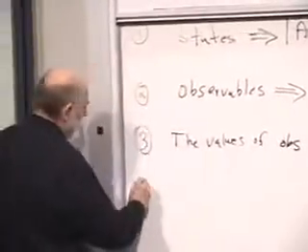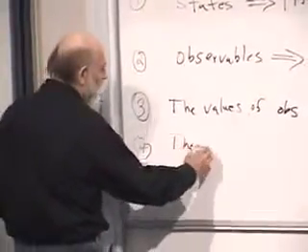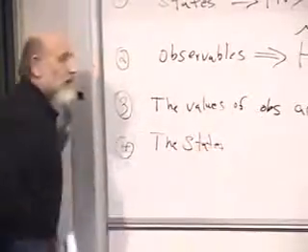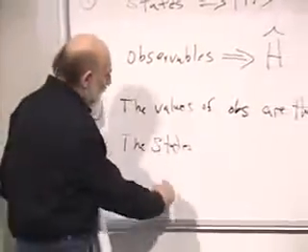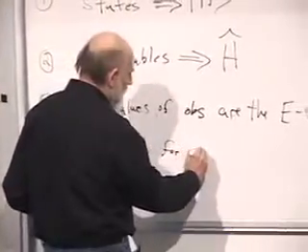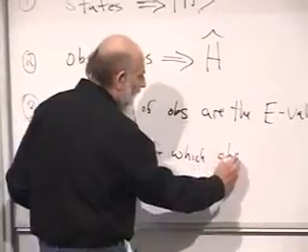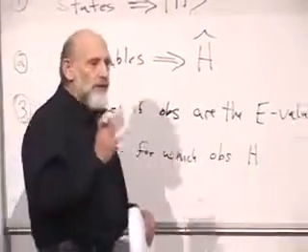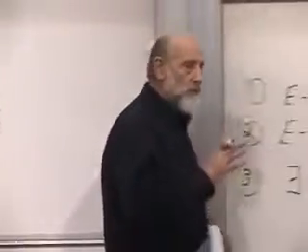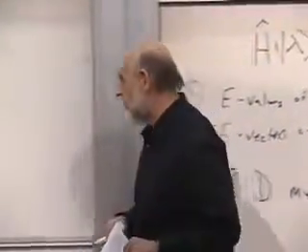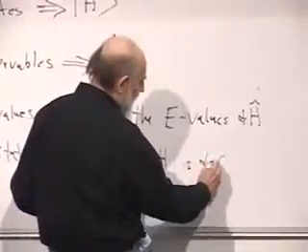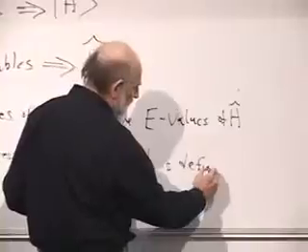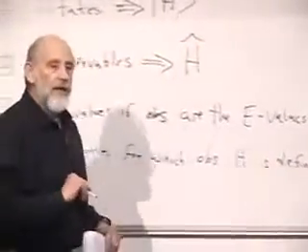Furthermore, the states which, if you find a system in that state or create a system with a particular state, the states for which the observable H has a definite predictable value, a certain value, a value which is not subject to statistical fluctuations, those states for which the observable H is, let's say, definite, or certain as opposed to uncertain, are the eigenvectors of H.